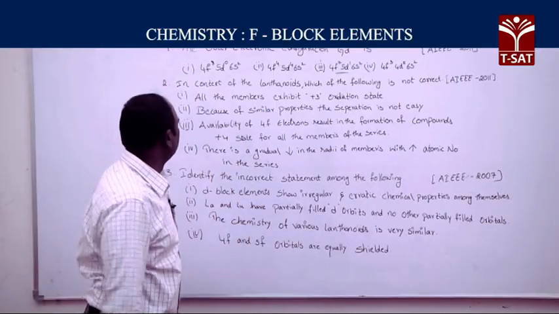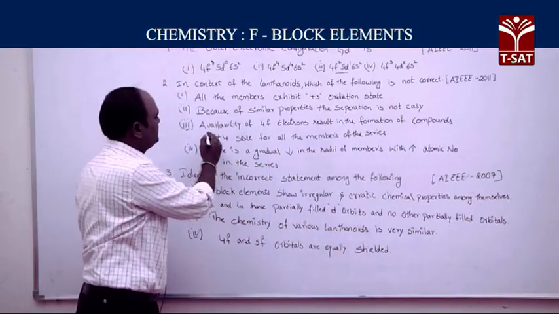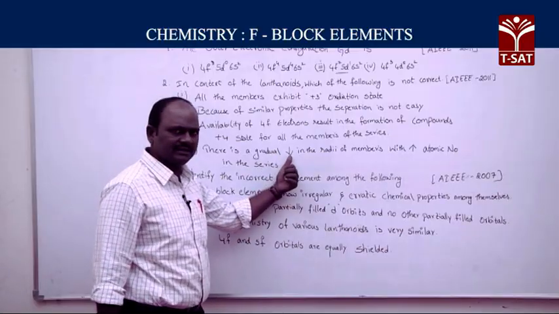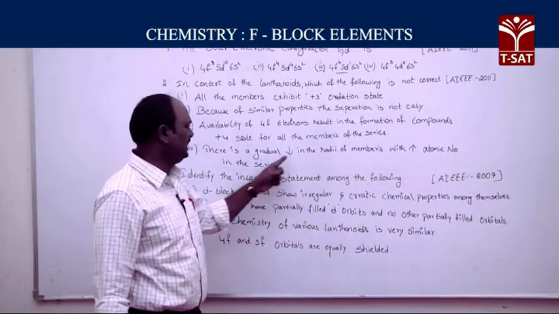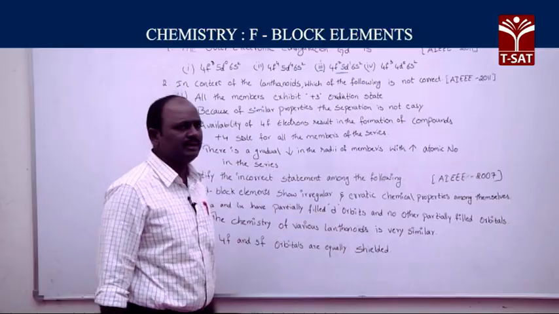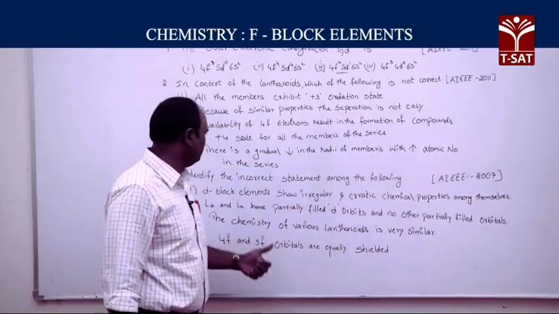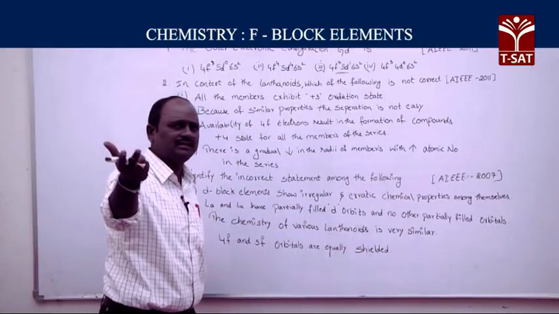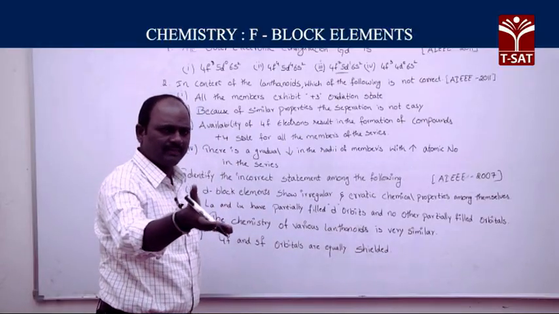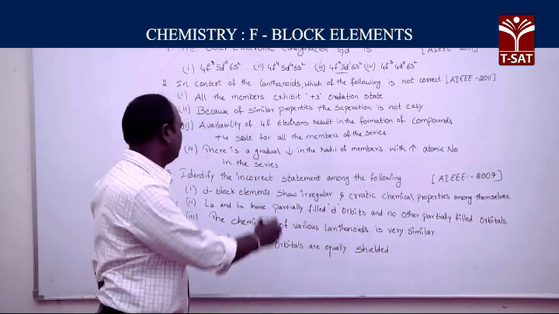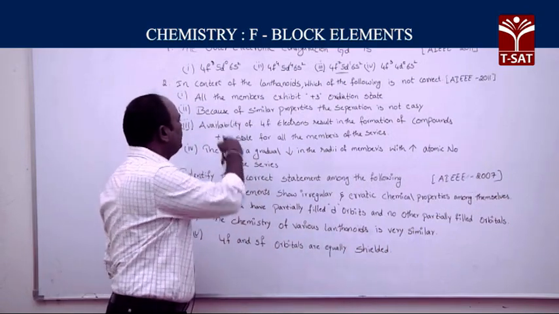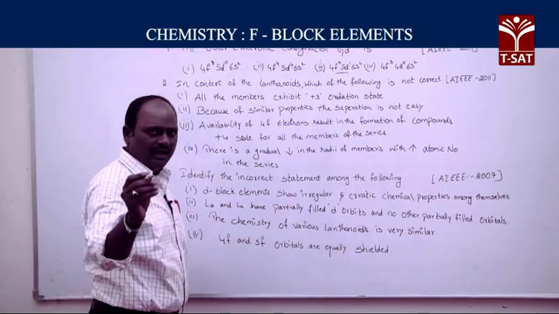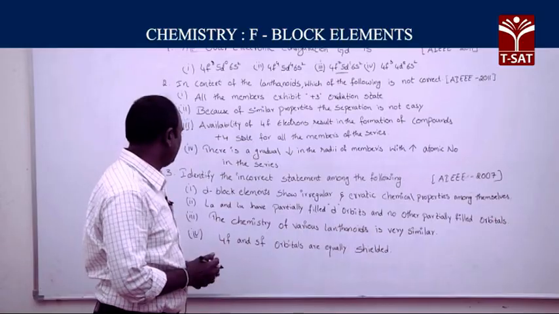Therefore, regarding this question, the answer is the third one. You can observe the fourth one. There is a gradual decrease in the radii of the members with increased atomic numbers in the series. As we move from left to right, due to the lanthanide contraction, ionic sizes are decreasing, you know, therefore it is a correct statement. Out of 4 statements, the third statement is the wrong statement. So thus the answer is the third one.